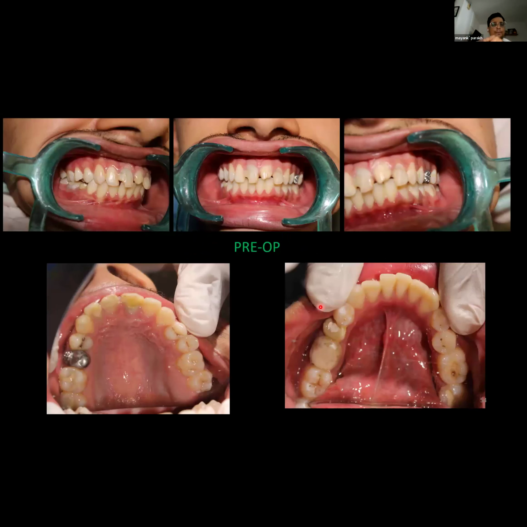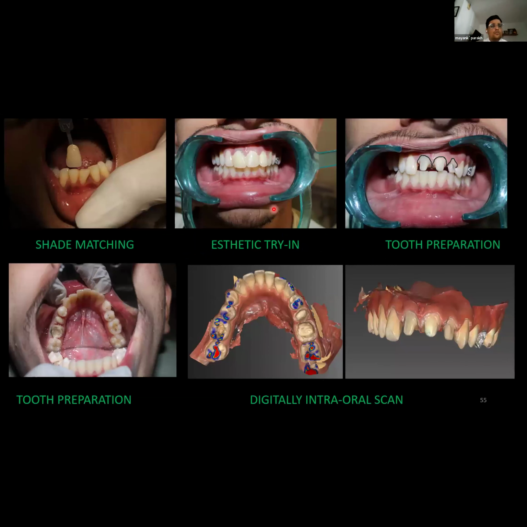Now, let's see a couple of case scenarios on how we are incorporating these technologies in our day-to-day practice. So, this is a patient who presented to us with root canal treated anterior three teeth. The patient was extremely unhappy with the way the teeth were looking currently. So the root canal was already done at a different practice. So we initially did a shade match, did an aesthetic trial to see how it would look like. We did a tooth preparation, did a gingival retraction, and then scanned the images of the patient.